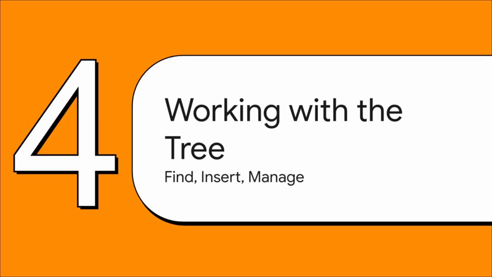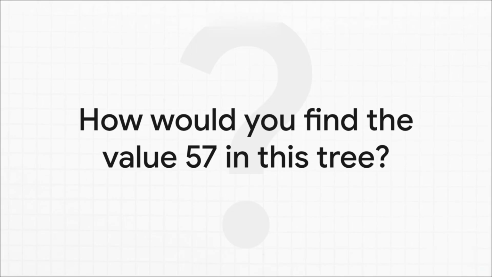Okay, so we've got this one critical rule, right? Left is less, right is more. How do we actually use that? Well, finding something or adding something new is just about applying that rule again and again and again. Okay, let's do a little test. Imagine this tree has thousands of numbers, and we need to know if 57 is in there. You don't have to check every single one, you just follow the rule.